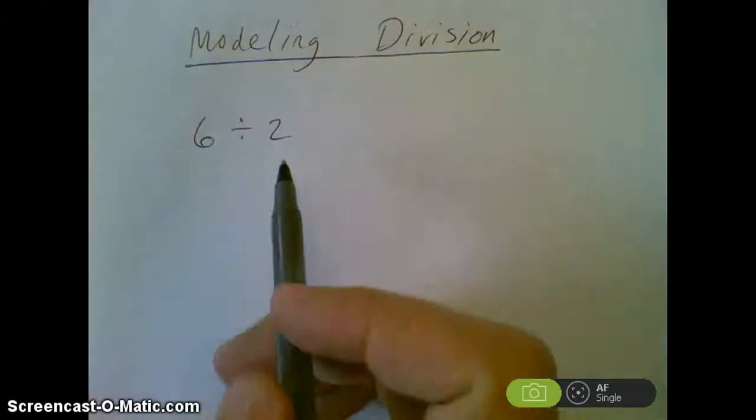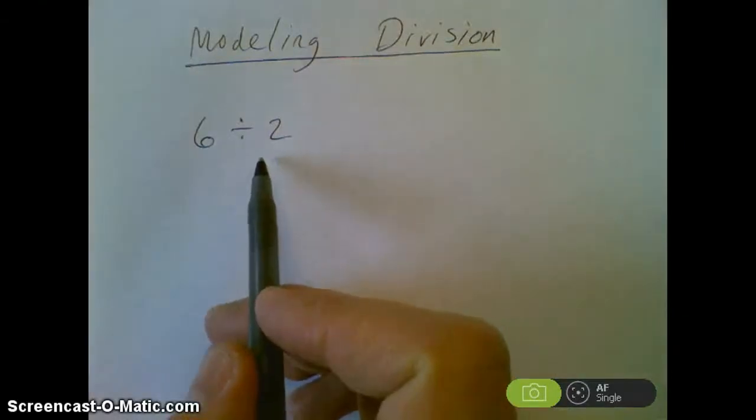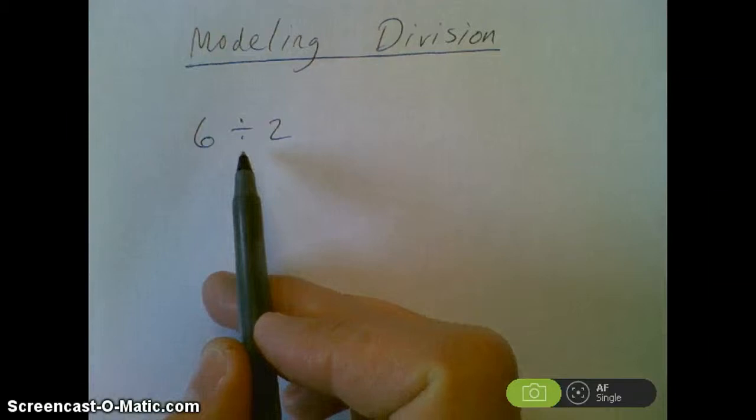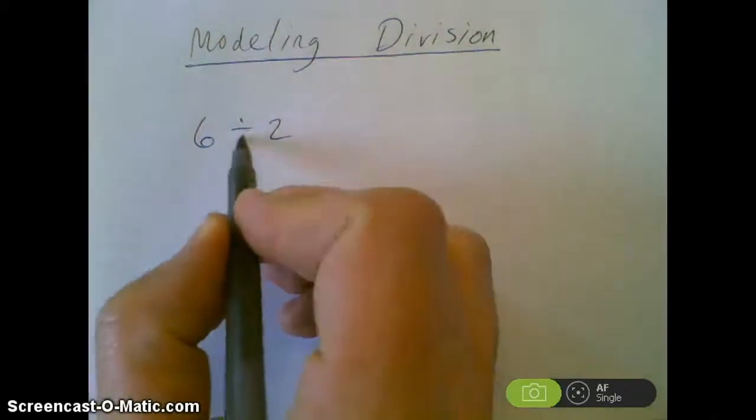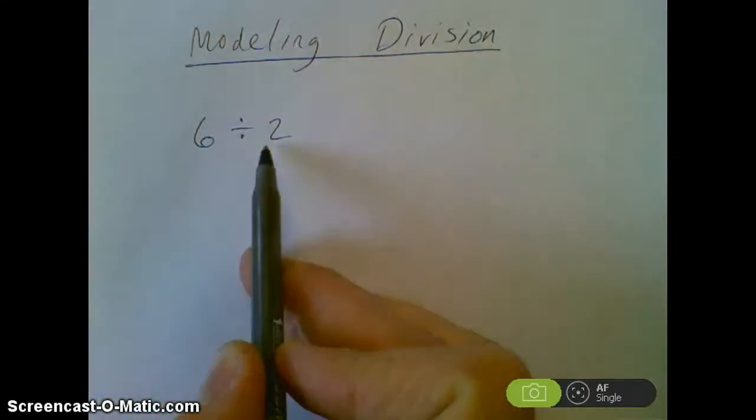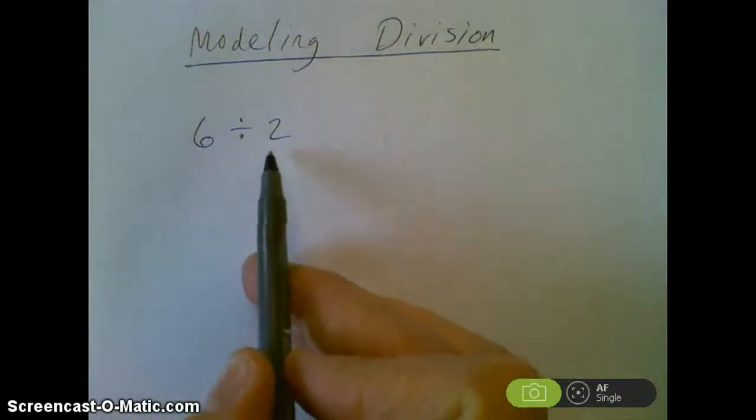Today in class we tried to look at division in a new way. So we're modeling it and we're saying it differently than we have before. So you might look at this problem, 6 divided by 2, and say that the answer is 3. But there are a couple of different ways of looking at it.